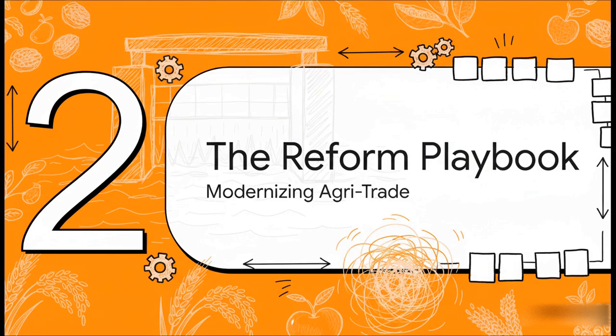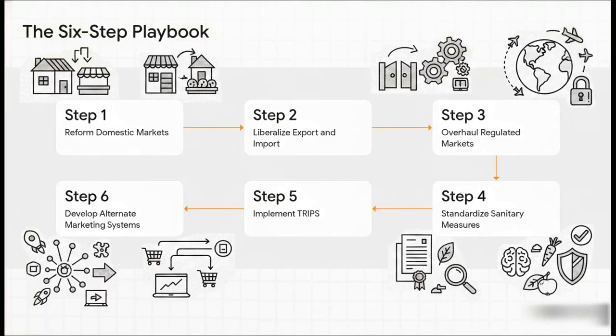So, how do you actually open those floodgates without just causing total chaos? Well, you need a plan, a blueprint. And in this case, a very clear 6-step reform playbook was put into action. Let's break down what that looked like. The strategy was really smart because it was both comprehensive and sequential. See, it started at home, right? Building a solid foundation by reforming the domestic markets first.